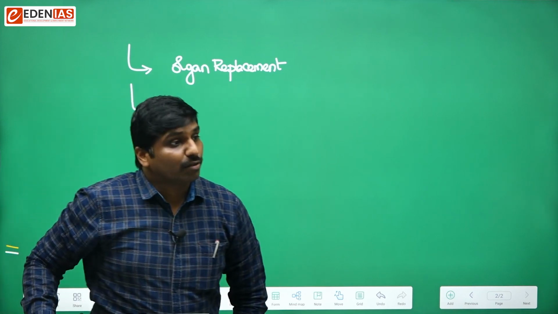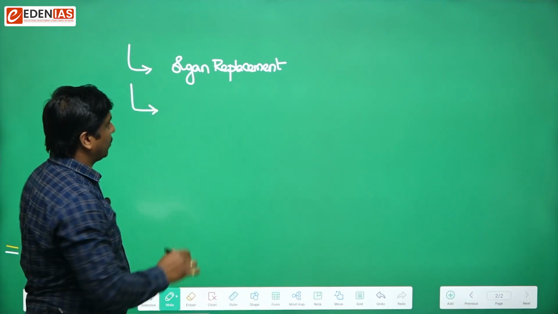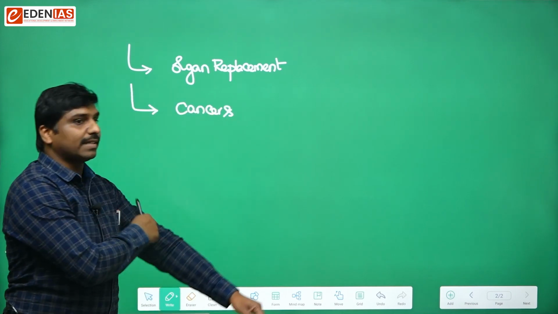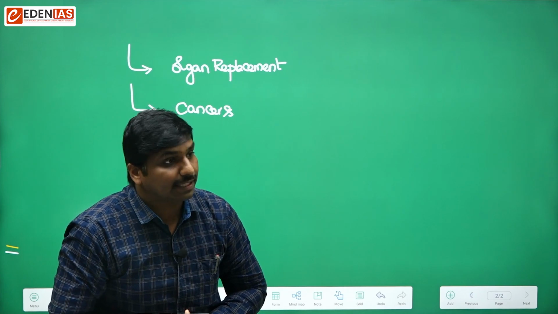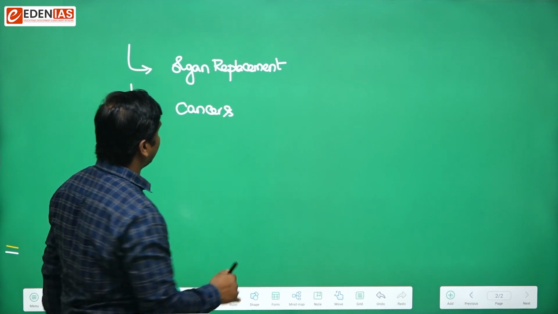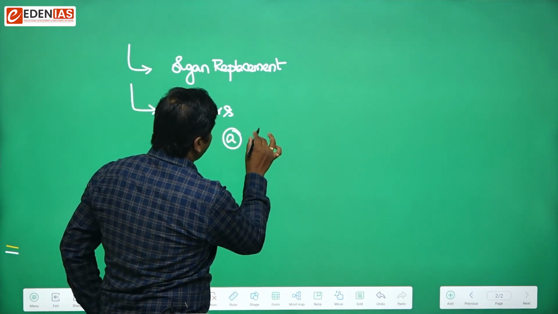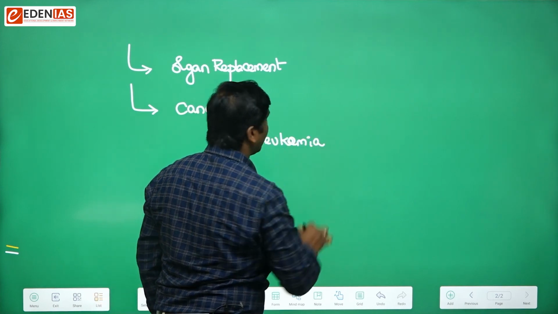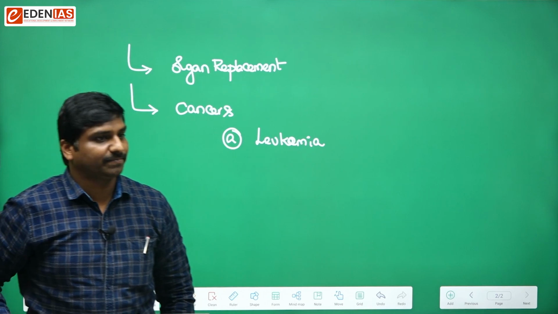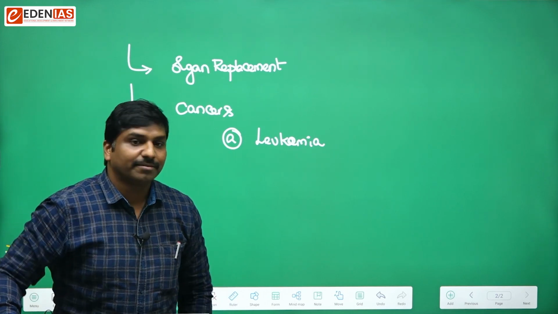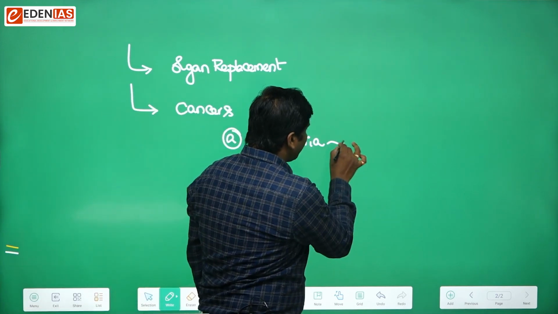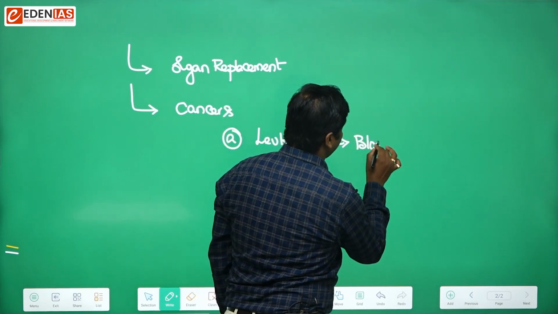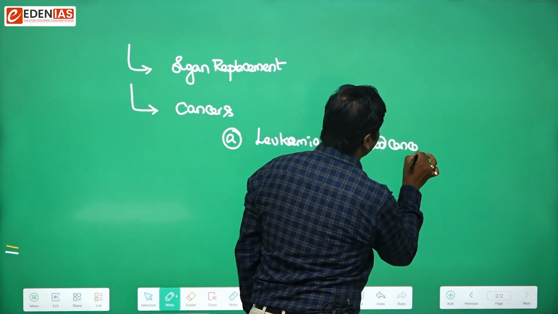Stem cell therapy can also be used to treat certain cancers. There are so many cancers, and to treat certain cancers we can use stem cell therapy. Let's say for example leukemia. Have you heard about leukemia? What is leukemia? In a simple manner, it's a type of blood cancer.